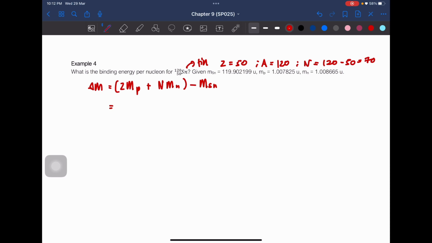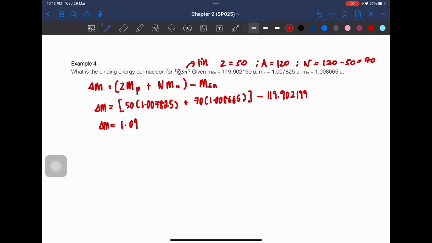Okay, so this is 50. This is 1.007825 plus, what is N? N is 70. 1.008665 minus dengan 119.902199. Lepas tu kamu akan dapat mass defect. So the mass defect is equal to 1.095601 U. Okay, so that is the mass defect.